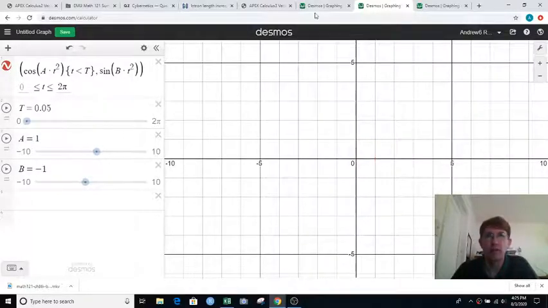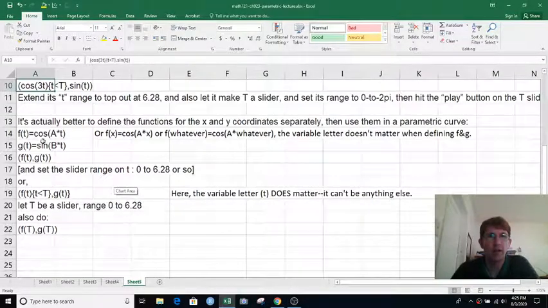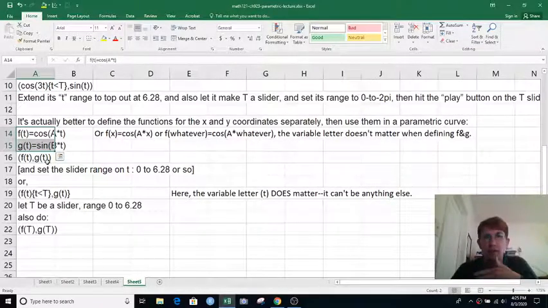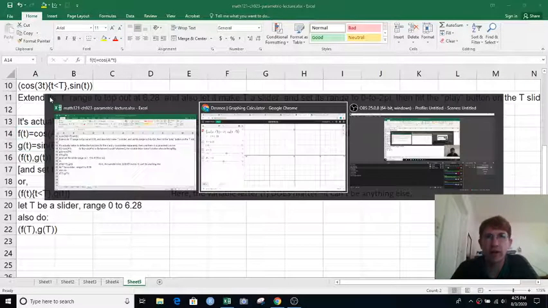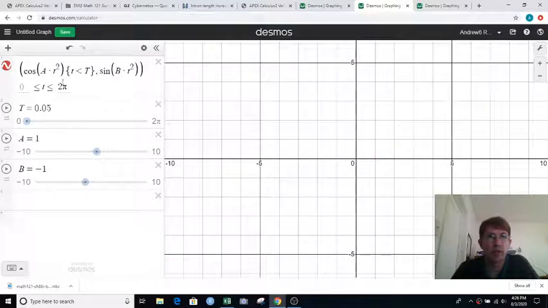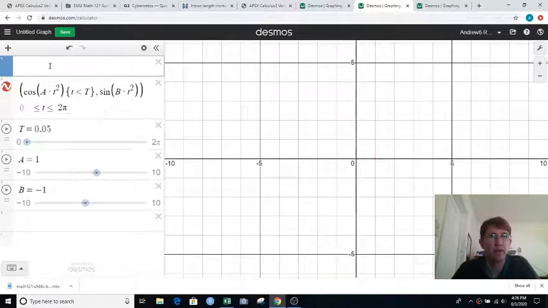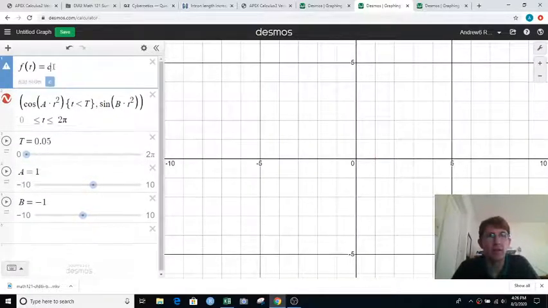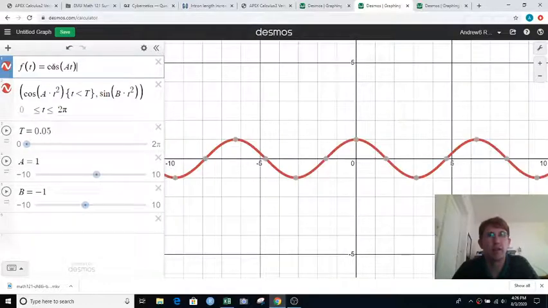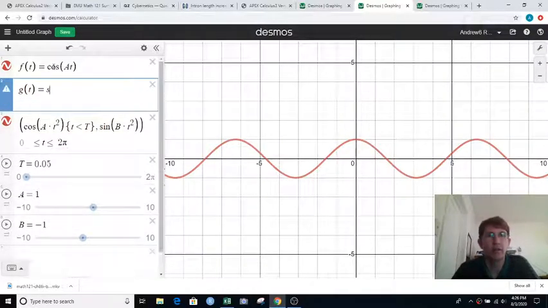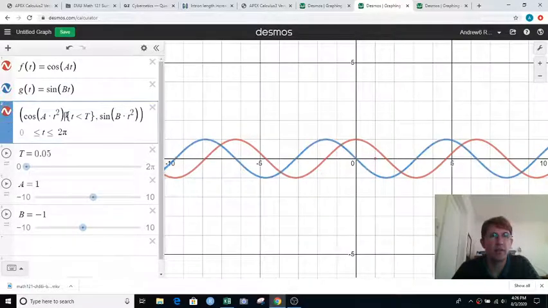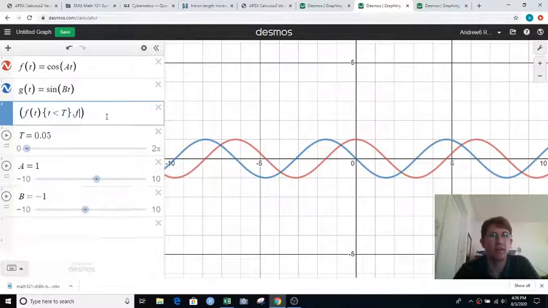Another important thing is a lot of times in Desmos, instead of typing functions in directly like this, it's better to define them, and then you can use them later in more than one place without having to retype like cosine BT or something. So let's go do that. That's a general principle in computer programming anyway, right? That you should define a function once and then use it in many places. So I'm going to say f of t equals cosine AT and g of t equals sine BT. And then instead of typing those here, I can just say f of t and g of t.